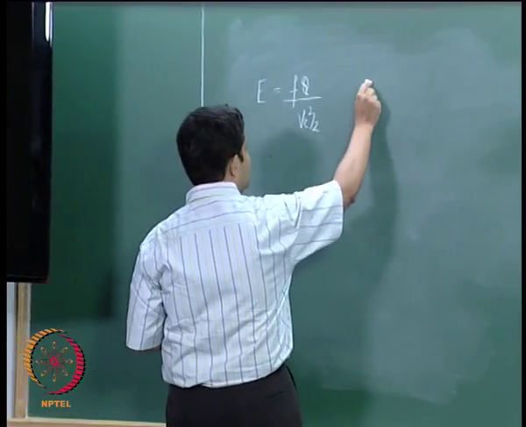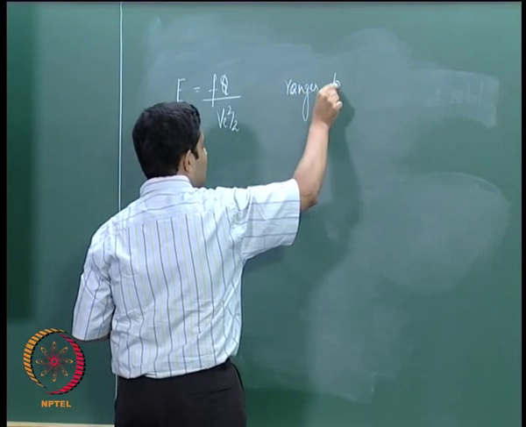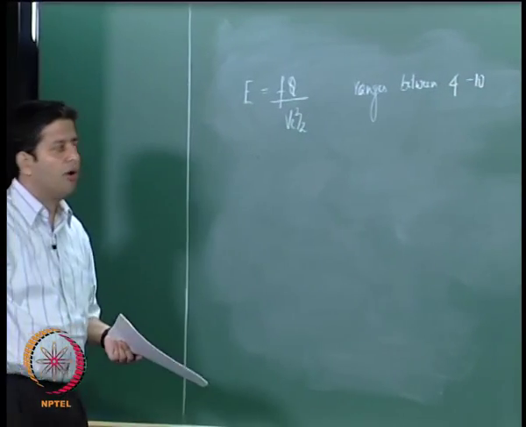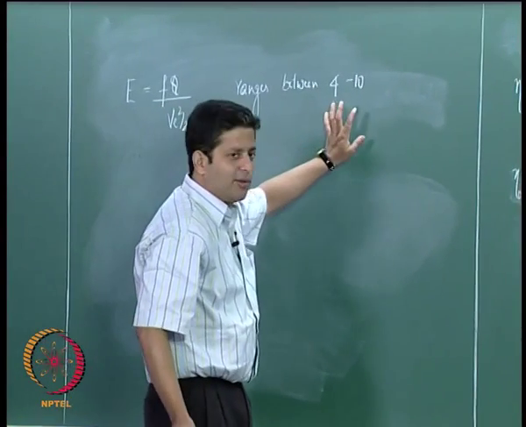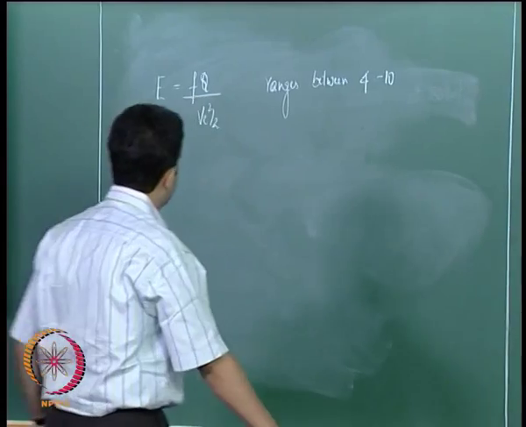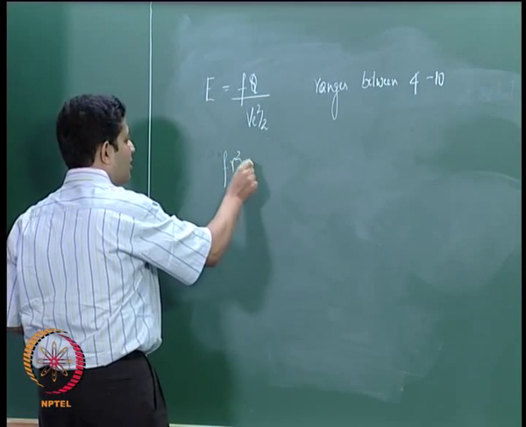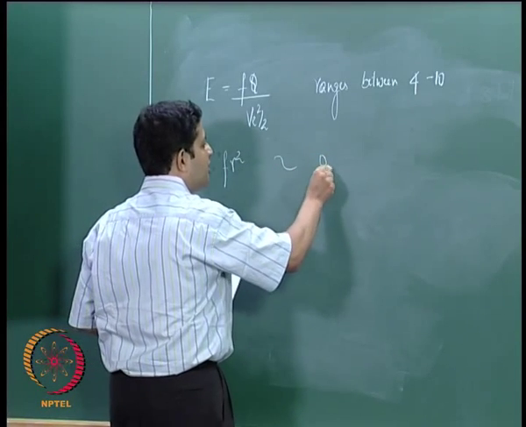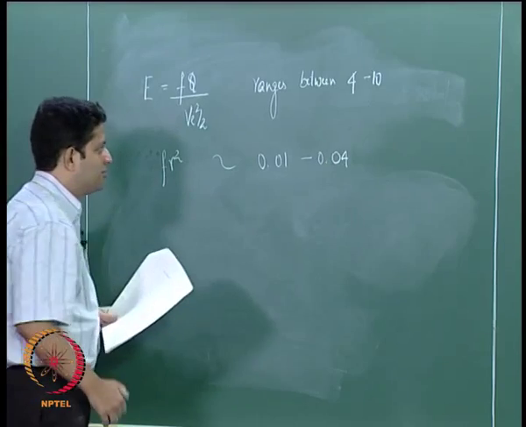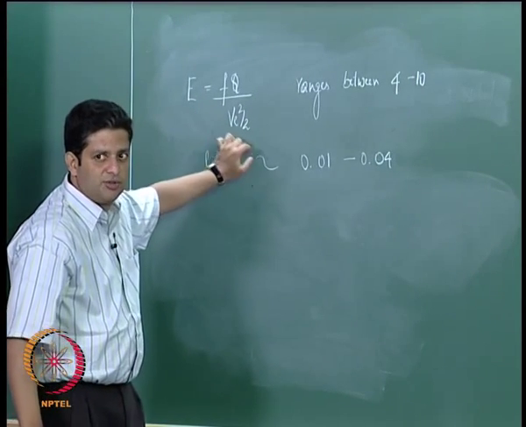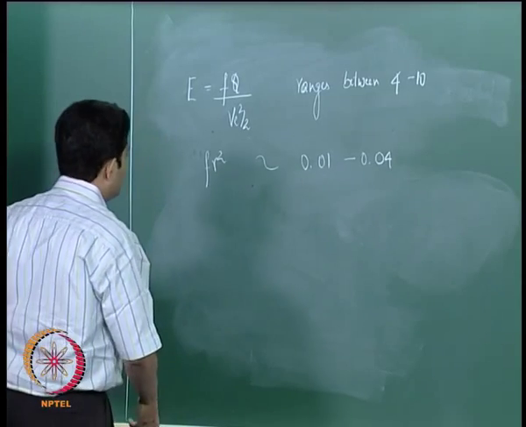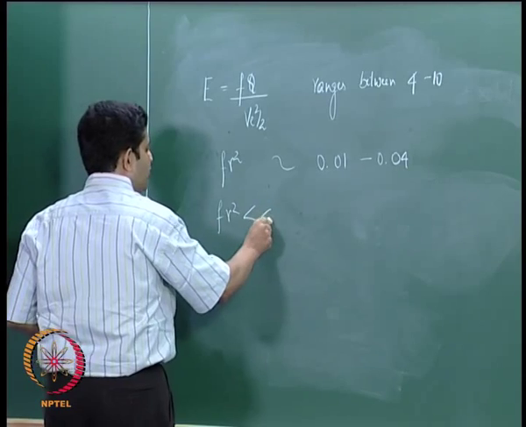Now this ranges between four to ten for air breathing engines. And if you look at the other quantity, f R square, it is typically between 0.01 to 0.04. So this is very small compared to E, and therefore we will neglect this portion. For air breathing propulsion f R square is very much less than E.